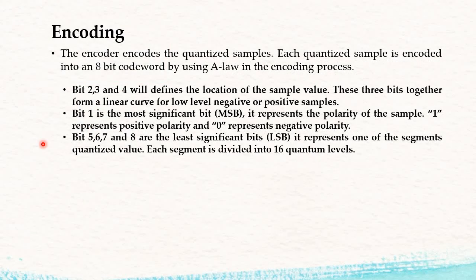Encoding. The encoder encodes a quantized sample. Each quantized sample is encoded into an 8-bit code, using A-law in the encoding process. So what does this 8-bit code indicate? Bit 1 is the most significant bit. It represents the polarity of the sample. Bits 2, 3, 4 define the location of the sample value, and bits 5, 6, 7, 8 are the least significant bits. They represent one of the segment quantization values.